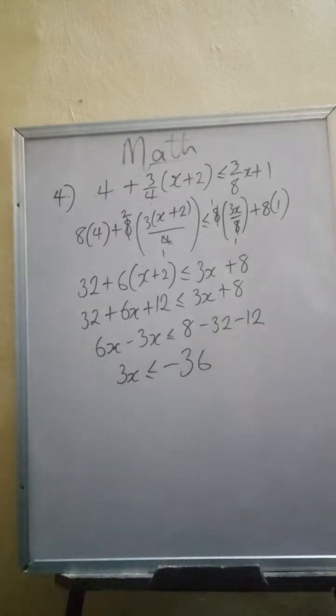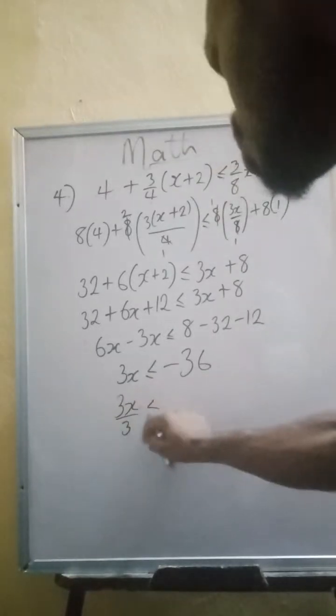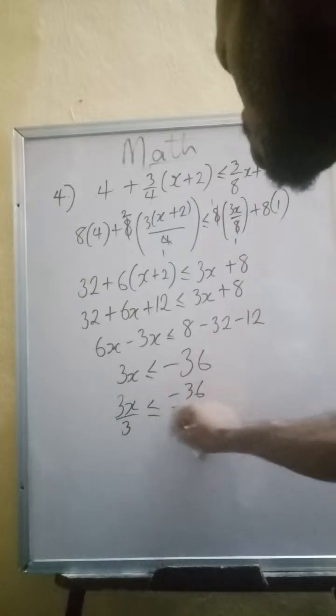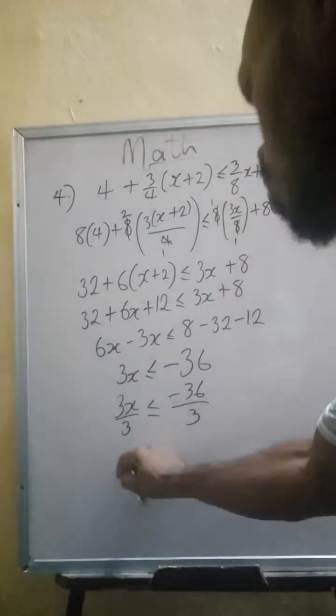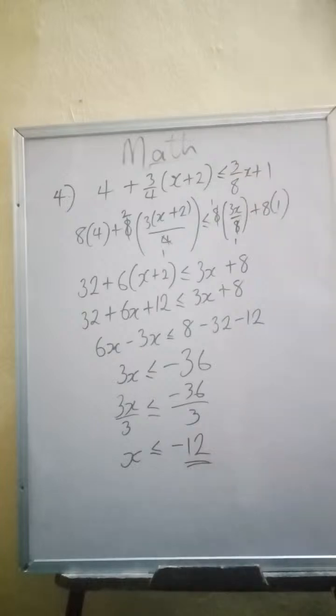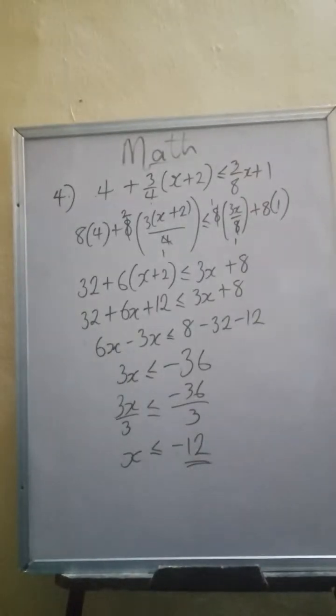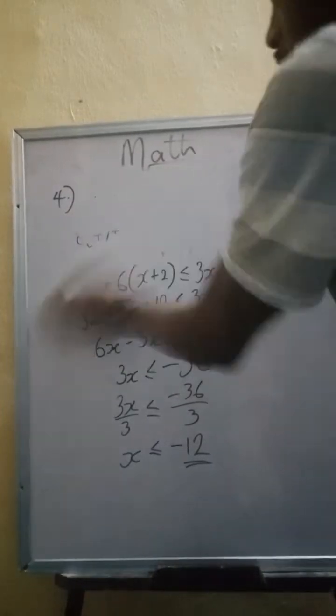So divide both sides, divide through by your 3. You have 3x over 3 less than or equal to minus 36 over 3. This gives you x is less than or equal to minus 12. And there you go, minus 12. All right, if that's taken, let's go to the B part.